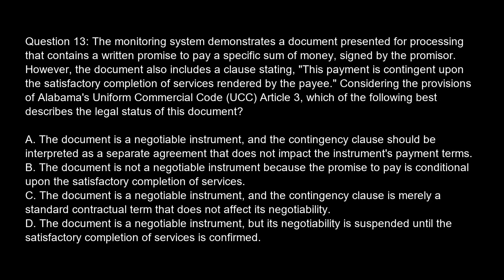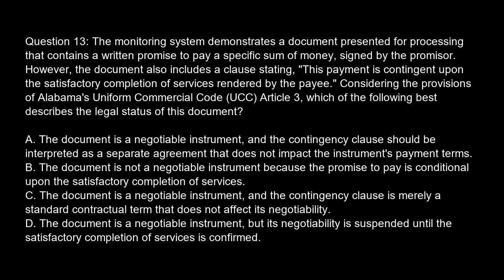Question 13. The monitoring system demonstrates a document presented for processing that contains a written promise to pay a specific sum of money, signed by the promisor. However, the document also includes a clause stating, "this payment is contingent upon the satisfactory completion of services rendered by the payee." Considering the provisions of Alabama's Uniform Commercial Code, UCC, Article 3, which of the following best describes the legal status of this document?